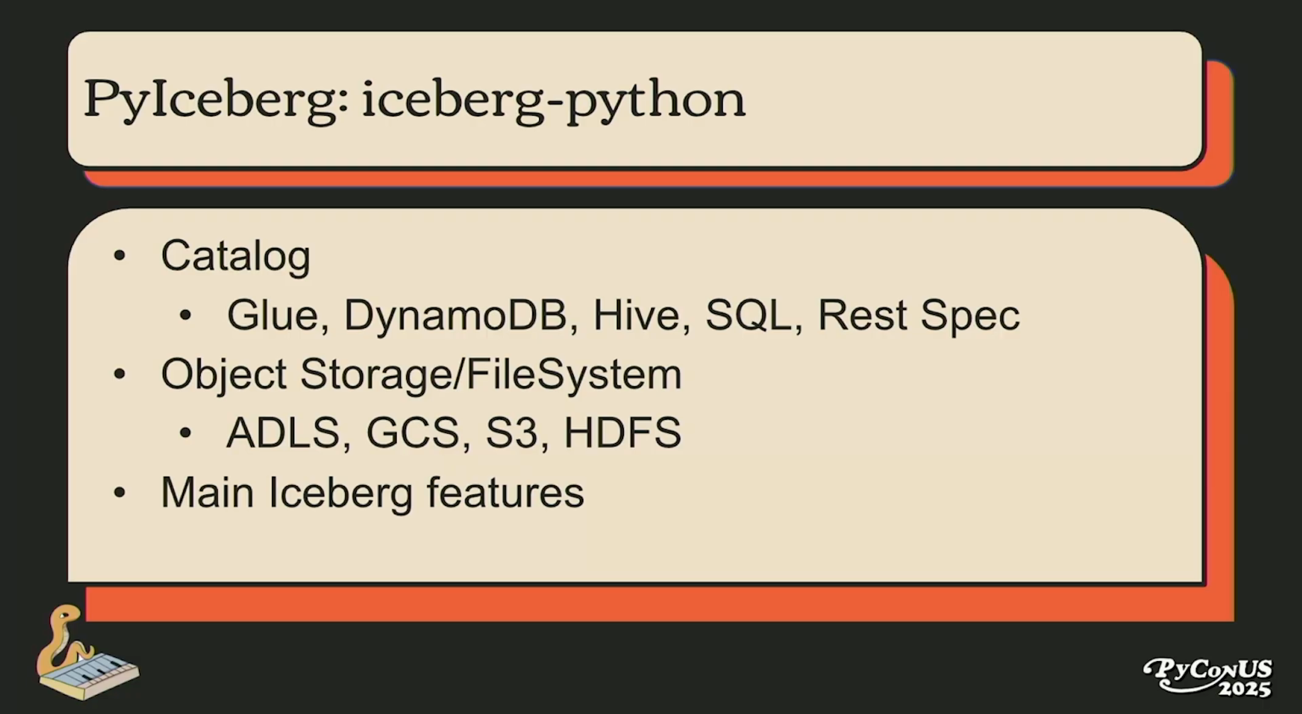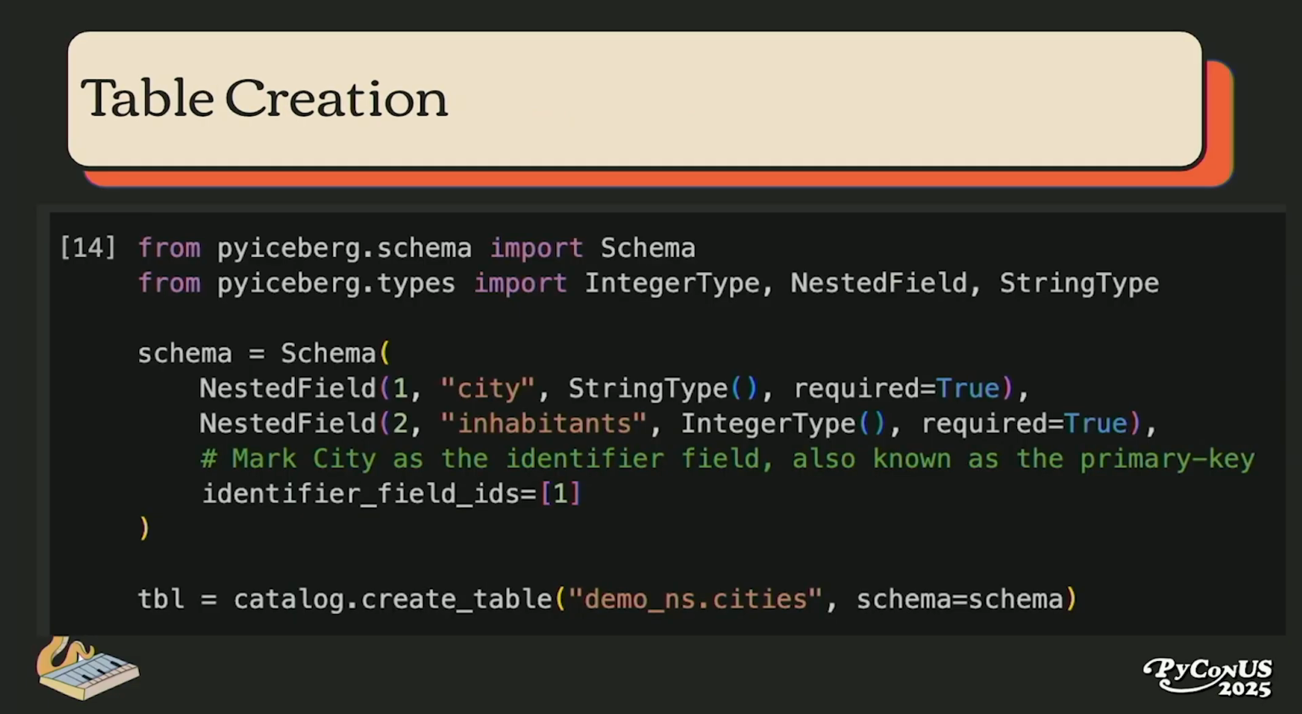Now, let's take a look at some examples of PyIceberg, and you will see how easily you can use PyIceberg to create and interact with Iceberg tables. So this is a very simple code snippet if you want to create an Iceberg table. Just like in a database, when you want to create a table, you call create table and give it a name and the definition of the table.